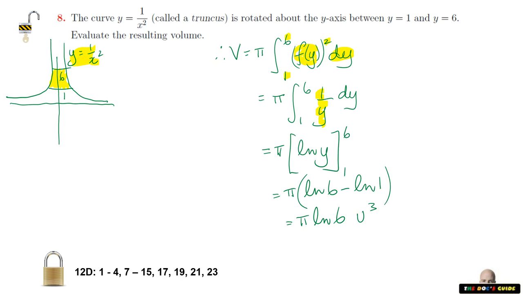That will integrate to log y, plug our numbers in, remember that log 1 to any base is 0, and we get pi times log 6. We don't evaluate these logs unless they're simple ones like this. We just leave them in log form because that makes it exact. So have a go at these questions out of 12D.